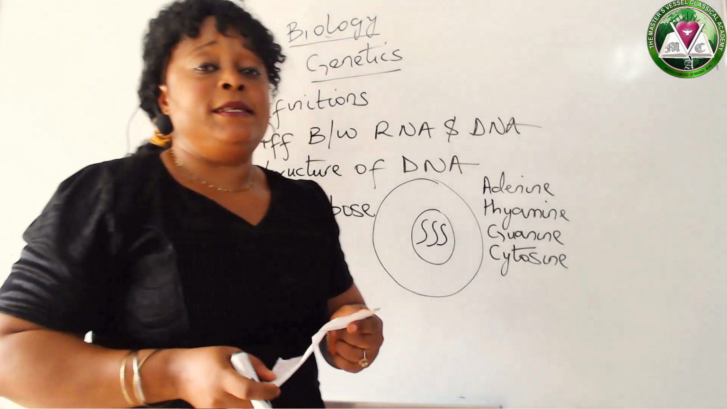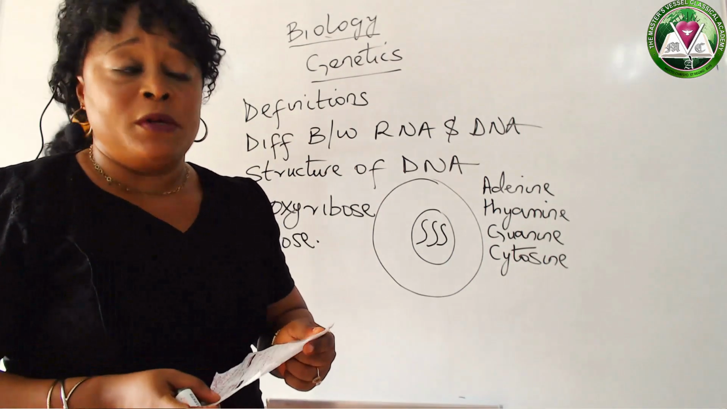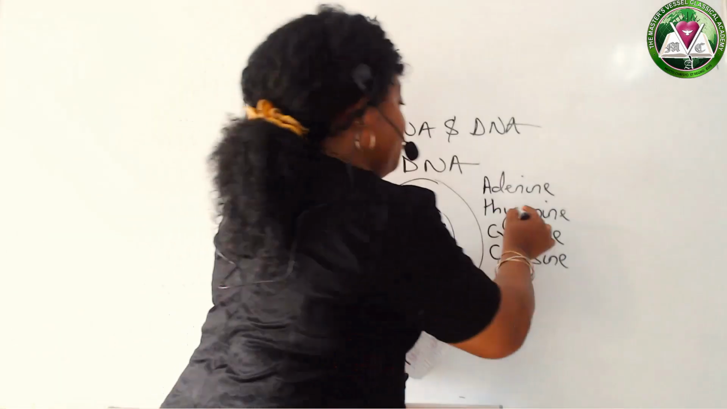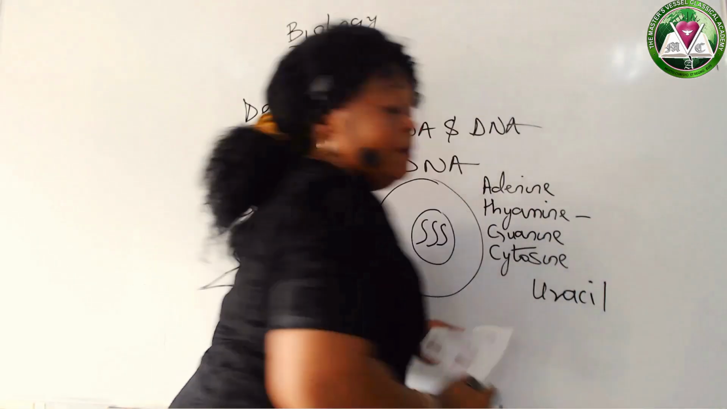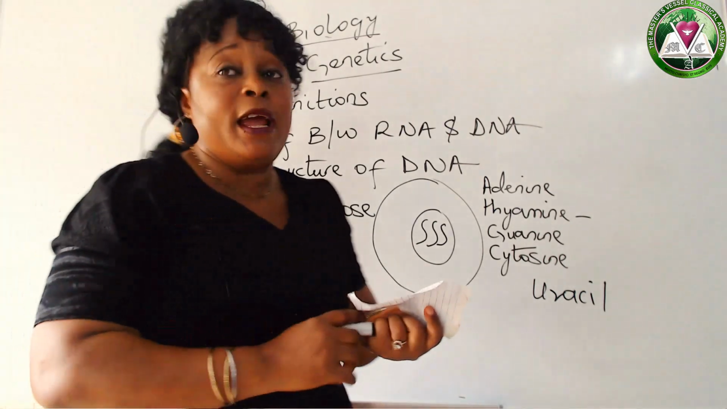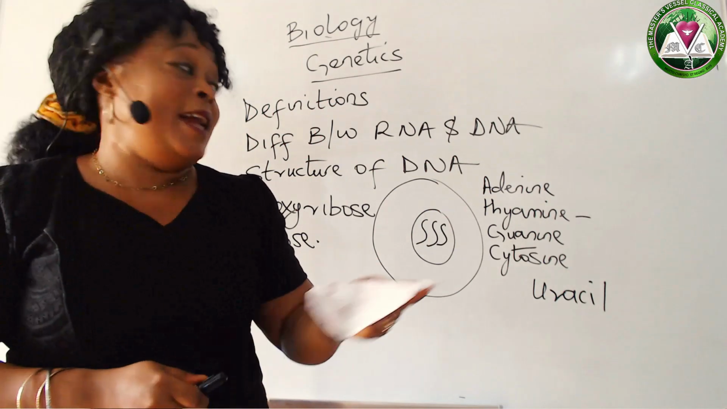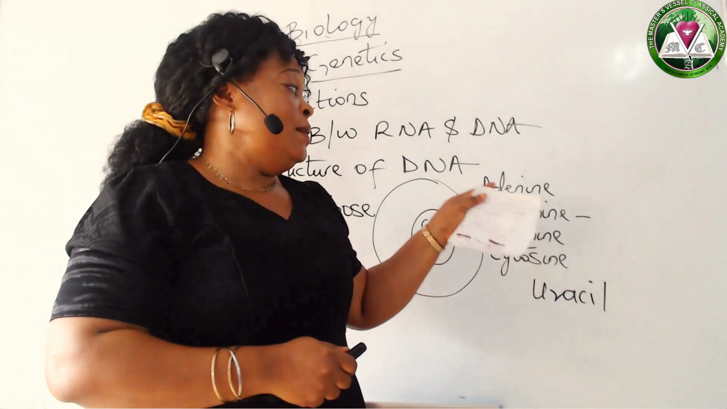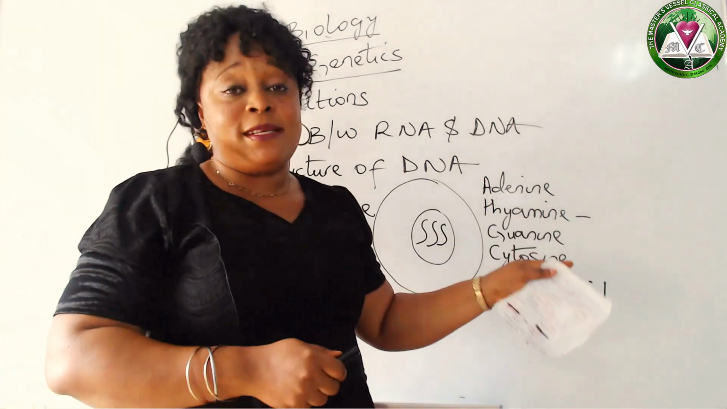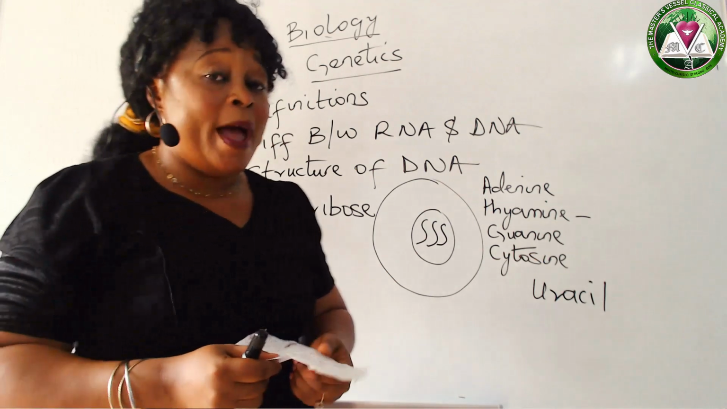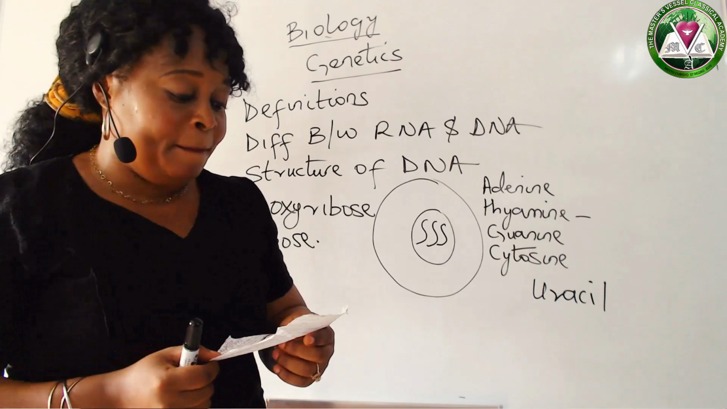Now, in a standard DNA, you have these 4 chemical nitrogenous bases. But in the RNA, the difference is that in place of thymine, we have what we call the uracil. Okay? The uracil is what makes the difference between the DNA and the RNA. In a DNA, you have the adenine, the thymine, the guanine, and the cytosine. But in the RNA, you have the uracil in place of the thymine. Okay? So I have mentioned 3 clear differences between the RNA and the DNA.